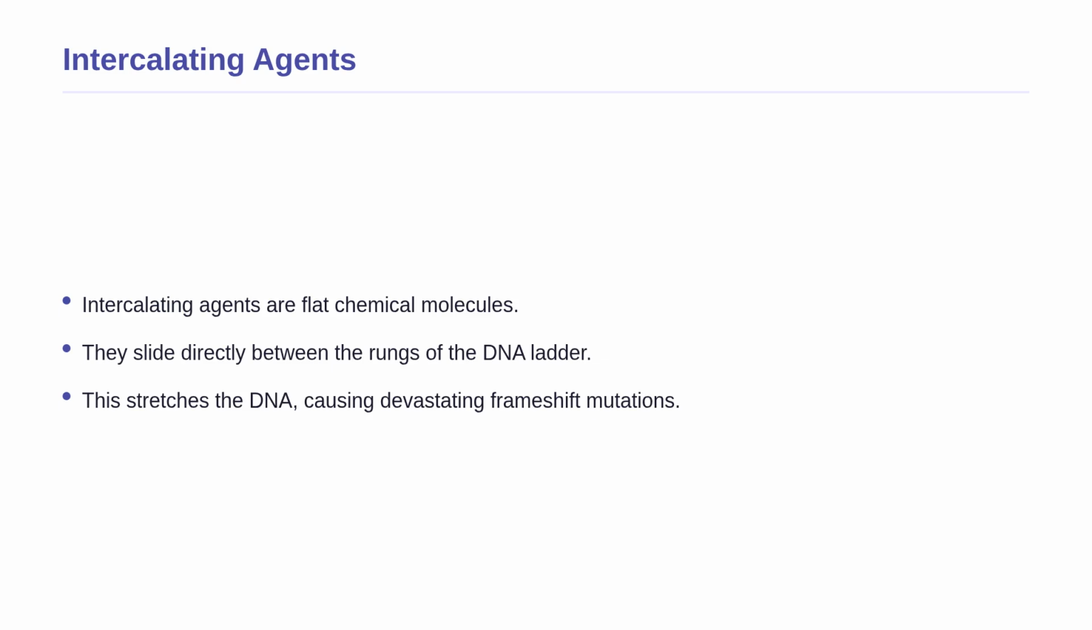Another fascinating and dangerous class of chemical mutagens are the intercalating agents. Unlike the others that alter the bases themselves, intercalating agents are flat molecules. Because of their shape, they can slide right between the rungs of the DNA ladder. Imagine shoving an extra thick piece of cardboard into a stack of papers. This stretches the DNA structure and confuses the cellular machinery. When the cell tries to copy this stretched DNA, it accidentally adds or deletes letters. This results in devastating frame shift mutations, completely altering how the genetic code is read from that point forward.